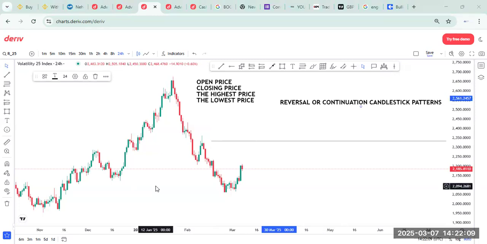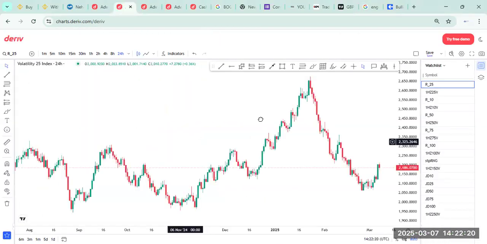Okay, so sorry about that. Once you know the candlestick pattern like that, you just go to your chart and try to identify as many of them as you can.